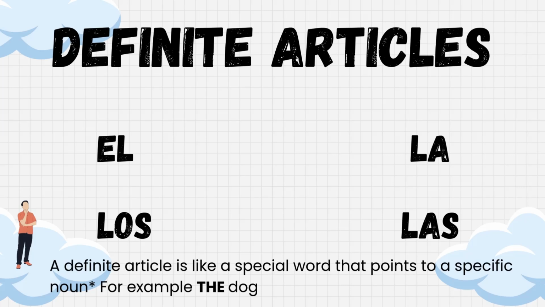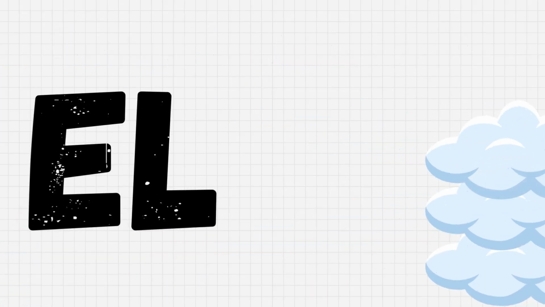In Spanish, we have four different types of articles, even though in English the article doesn't change. You could say the dog, the cat, the whatever it is. But that specific article that points to that specific noun changes a lot in Spanish based on a few things. So let's get started discussing the first article that we will talk about today, which is el.